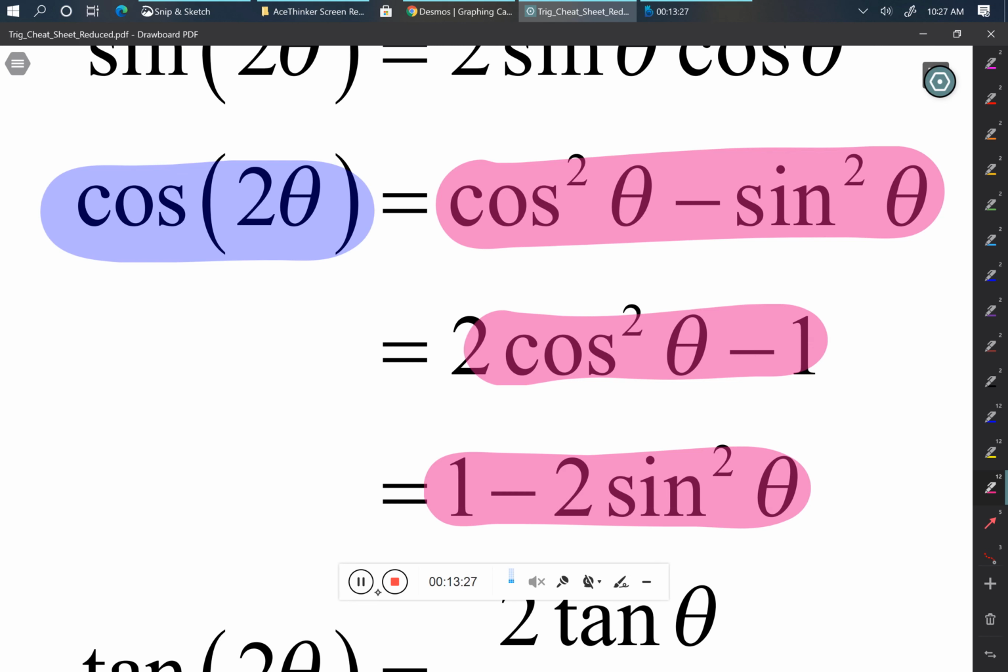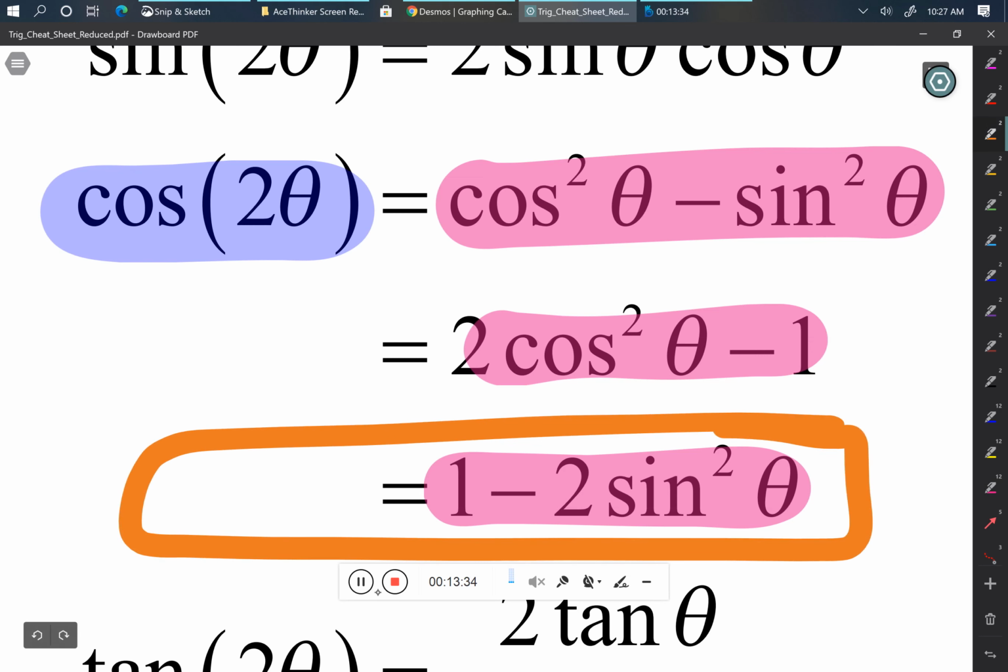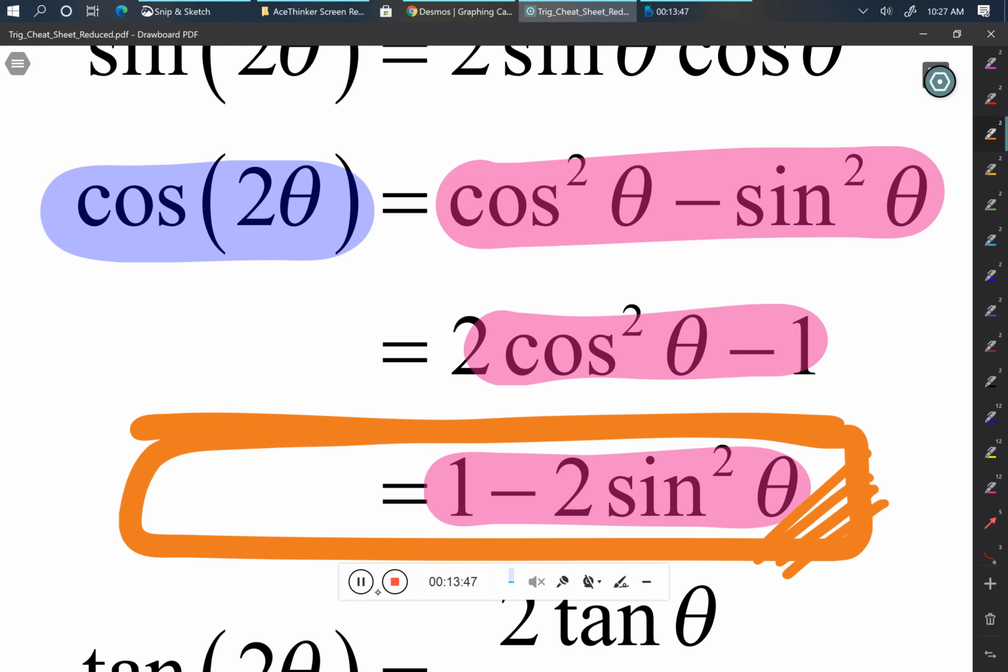Which one do you think we should use? Okay. My bet is this one. And why am I thinking that? Well, what's the other function in the equation? Plain old sine. And this will change cosine 2 theta into 1 minus 2 sine squared. Then I'll have a sine squared. It'll kind of be like the last problem. Then it'll be quadratic. So I'm going to try this one and see if it works.